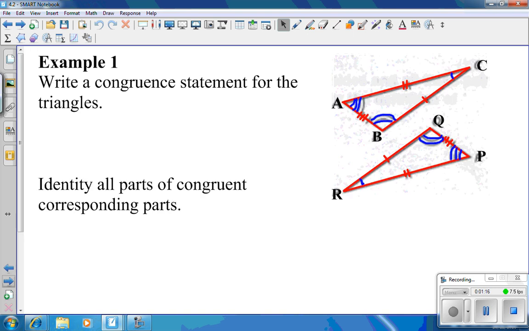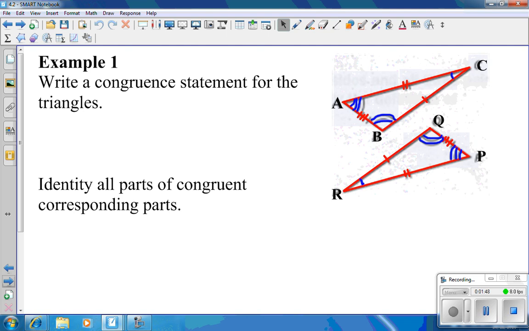For example, here, I've got two figures, and I look at them. Triangle ABC and triangle RQP. Look, this one has one congruent mark, this one has one congruent mark. This one has two congruent marks, this one has two congruent marks. This one has three congruent marks, three congruent marks. Look at the angles. One arc, one arc. Two arcs, two arcs. Three arcs, three arcs. So you know that these figures, these triangles, are congruent.